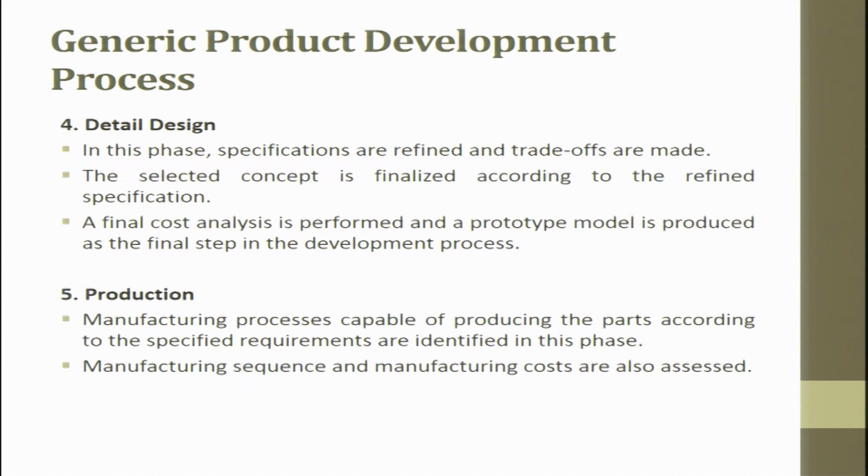So, you said there is a funnel, but what should be the dimension of the funnel? That you start giving in the detailed design. In this phase, the specifications are refined and trade-offs are made. So, here we also go back and forth with the conceptual design, saying that see, this is not possible for us to make. Then they change the conceptual design, then it comes back to detailed design, and we start working on it. The selected concept is finalized according to the refined specification. A final cost analysis is performed and a prototype model is produced as a final step in the development process.